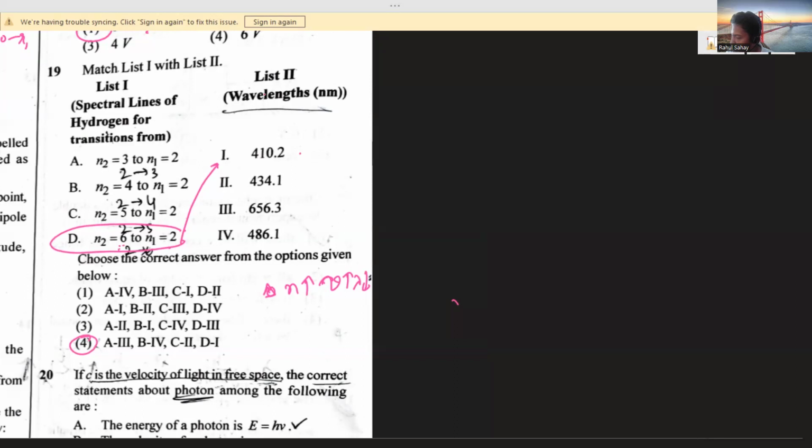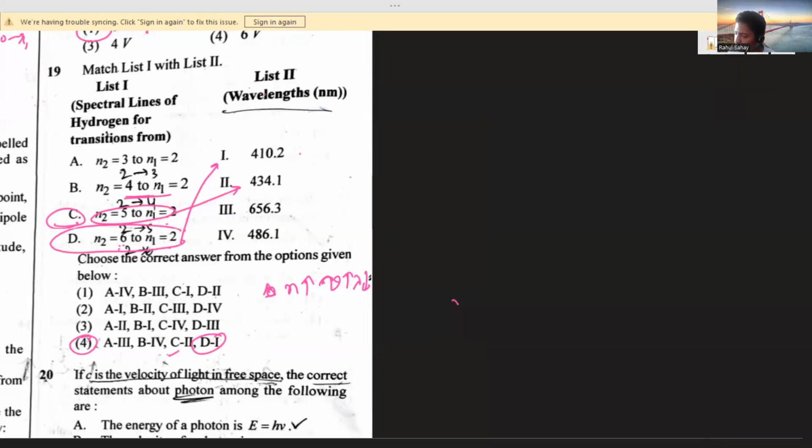So for D, option 1. See, only one is there. Second, here n is equal to 5, n is equal to 2. The gap is 3, right? Here the gap is 2. For this C, again energy for option C is more, wavelength less, right? So 4, 3 to 4.